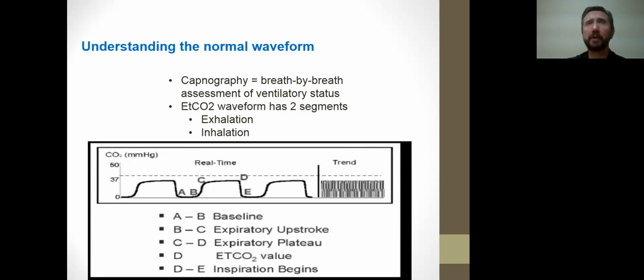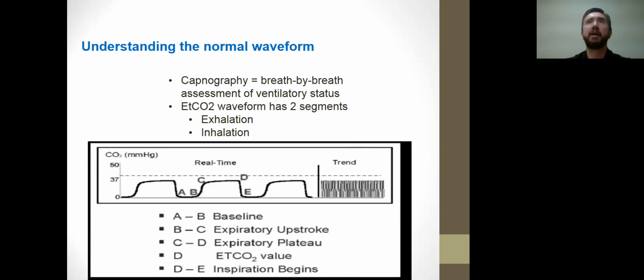So looking at this illustration, A to B is post-inspiration dead space. It's post-inspiration dead space exhalation as a clearing of the anatomic dead space. There's no gas exchange taking place here. B is the start of alveolar exhalation, whereas BC is the exhalation upstroke, where dead space gases are now mixing with lung gas, which results in the rise of the end-tidal CO2.